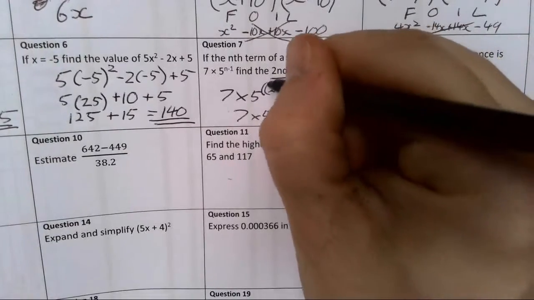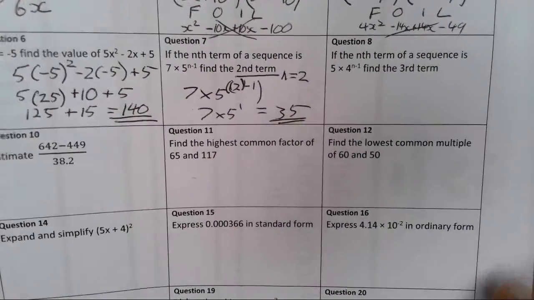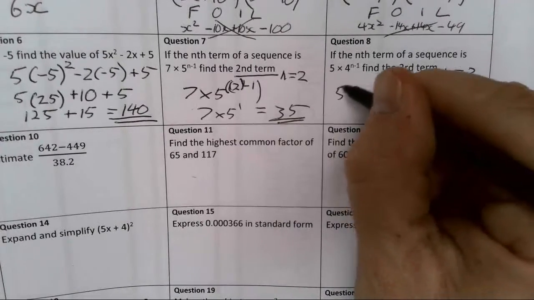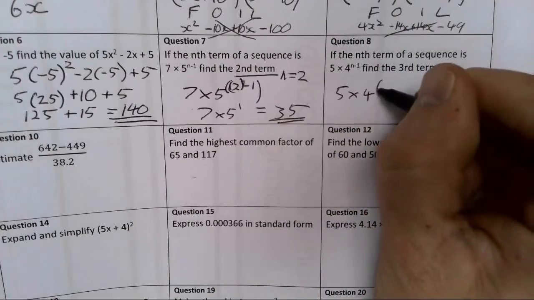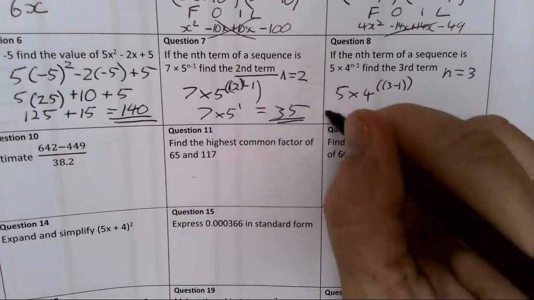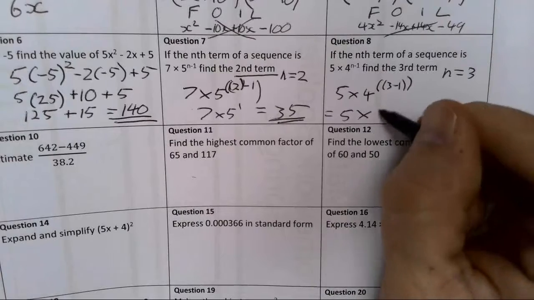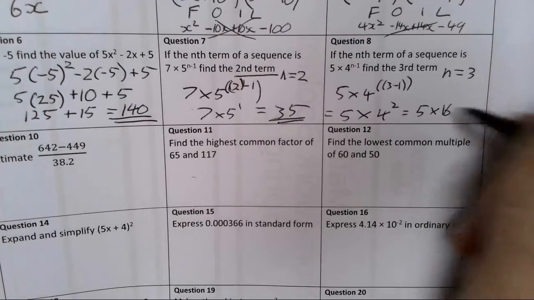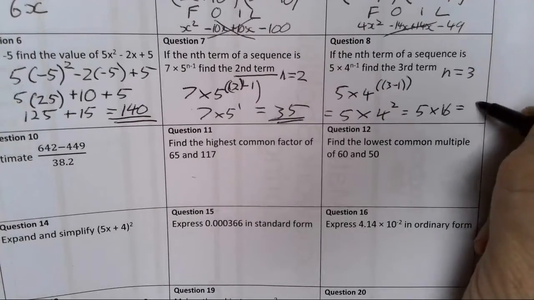I'll put 2 in brackets up here. Now the third term, so n is going to be equal to 3 here. So I've got 5 times 4 to the 3 minus 1, which is going to give me 5 times 4 squared, which is going to give me 5 times 16, which gives me 80.